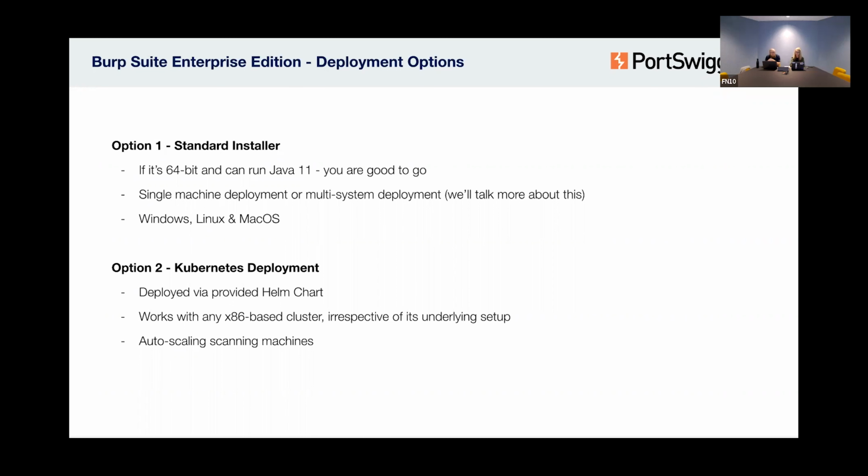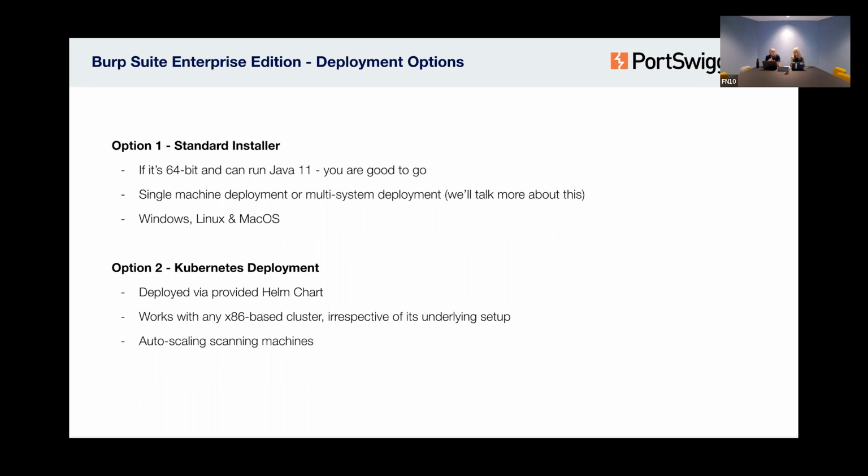So this is deployed via a provided Helm chart. And again, that works with any x86-based cluster. There are some prerequisites to meet, but the idea is kind of irrespective of your infrastructure. As long as you meet those, you should be able to run them on a cluster of your choice. This also gives us the advantage of auto-scaling scanning machines.